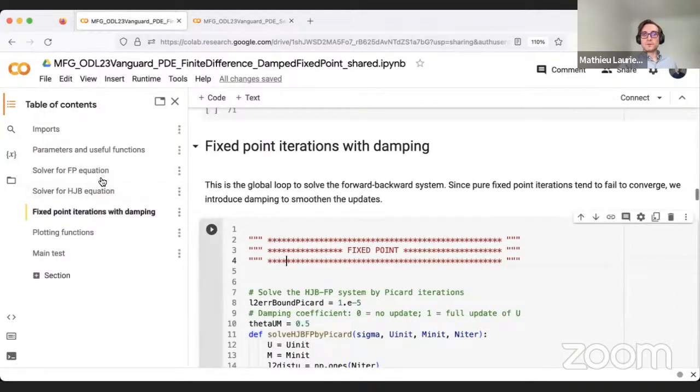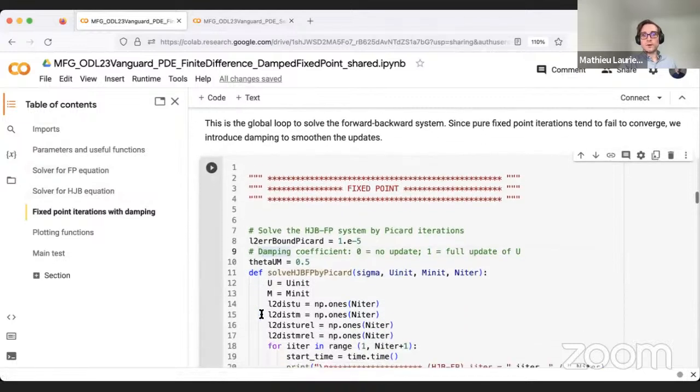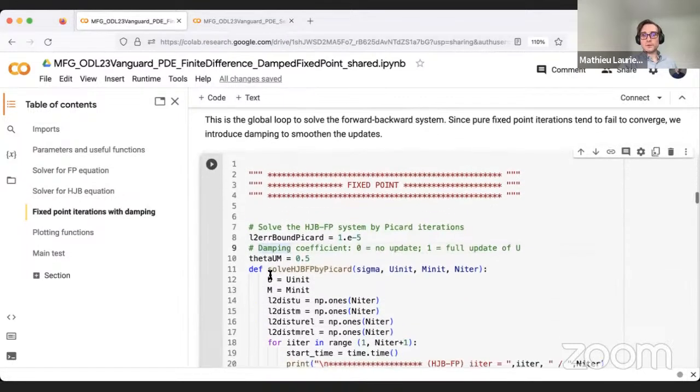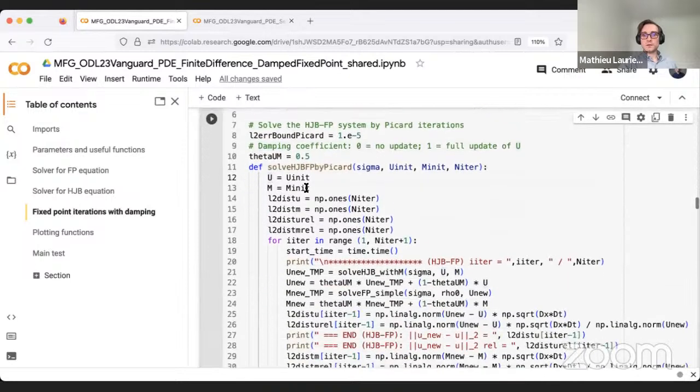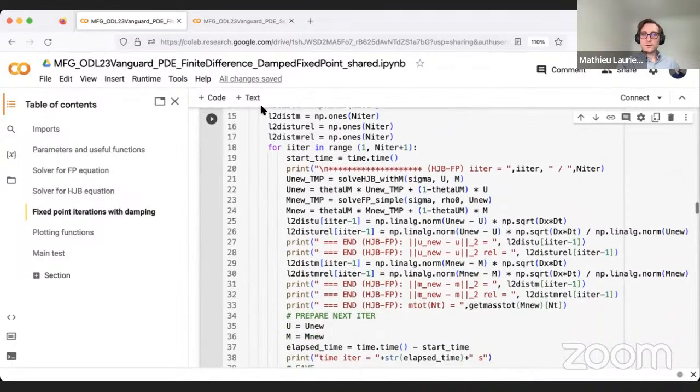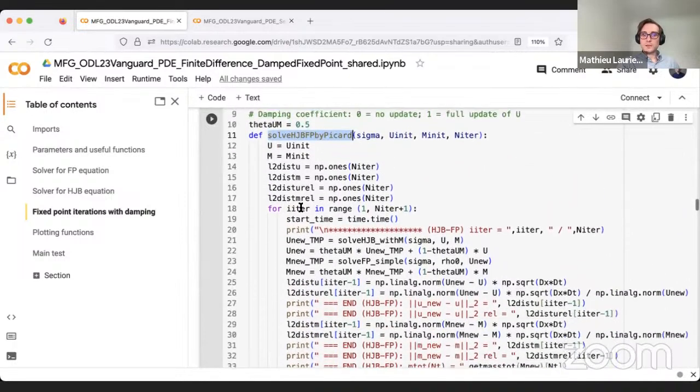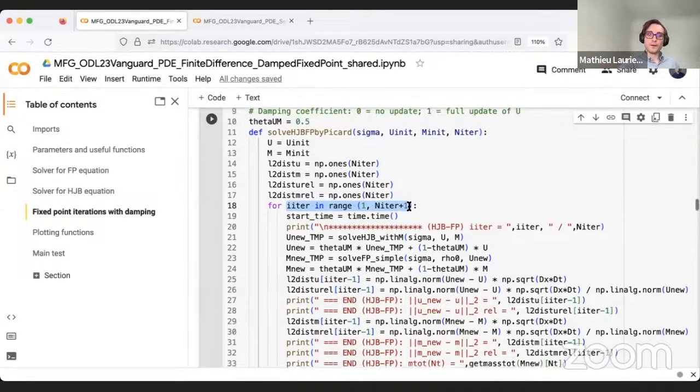And once you have that, once you have the Fokker-Planck equation and the HJB equation, well, you can use fixed point iterations. So here there is this method, solve HJB by Picard, where you start with U initial and M initial, and then you do a number of iterations. So now we are talking about iterations of the meta algorithm, which is for Picard iterations. So you solve the forward, you solve the backward, and you repeat like this.